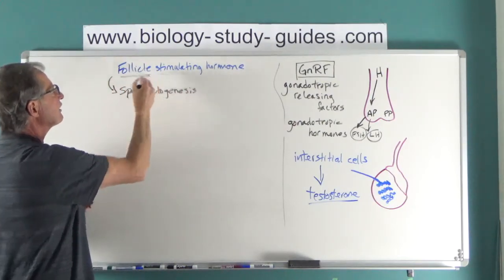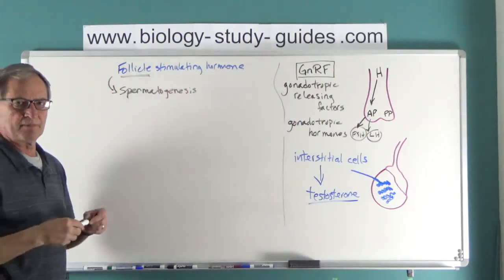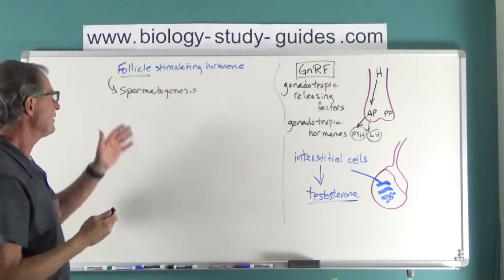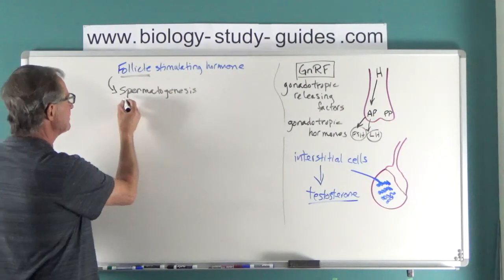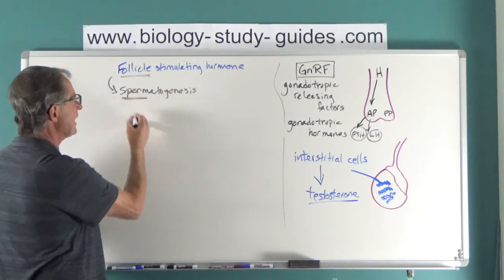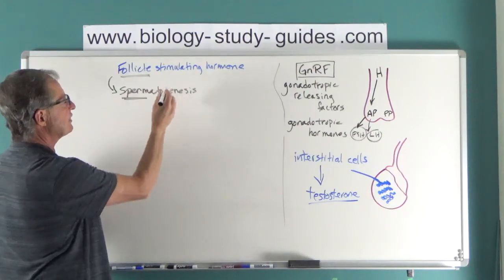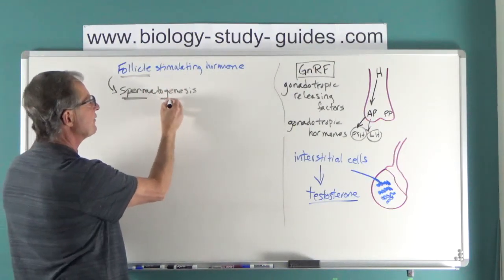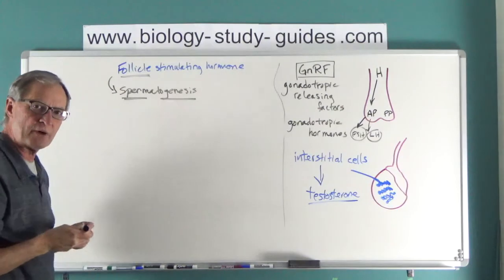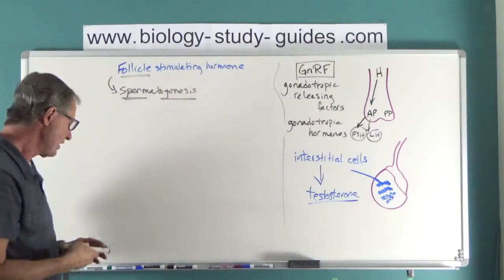But you'll recognize that a follicle is a gamete. And in the case of males, the gamete is the sperm, and we're talking about follicle-stimulating hormone, a hormone that causes the generation, the genesis, the origin of sperm.